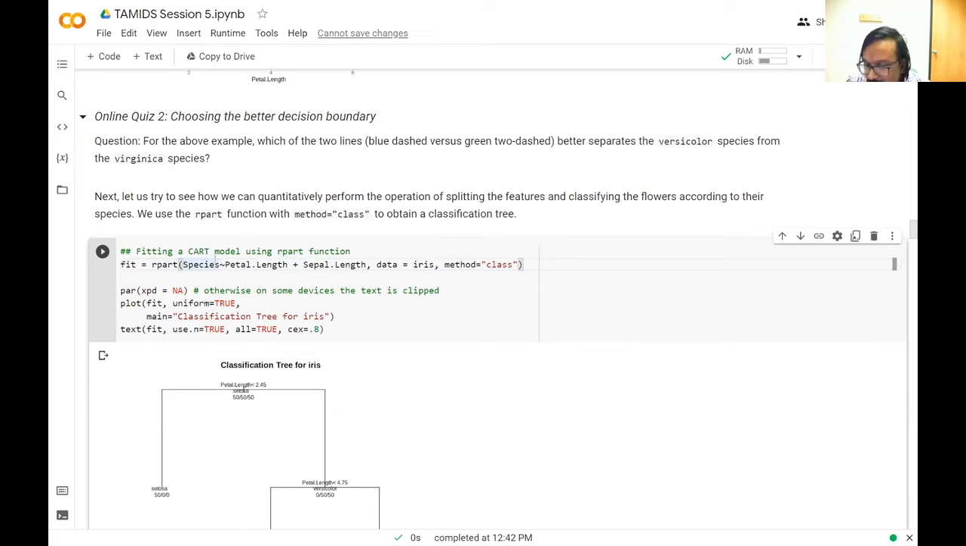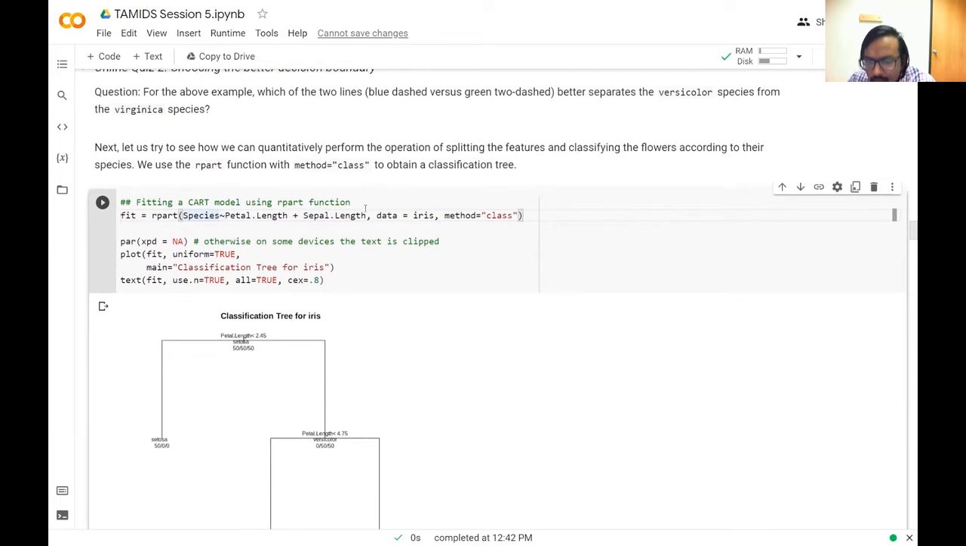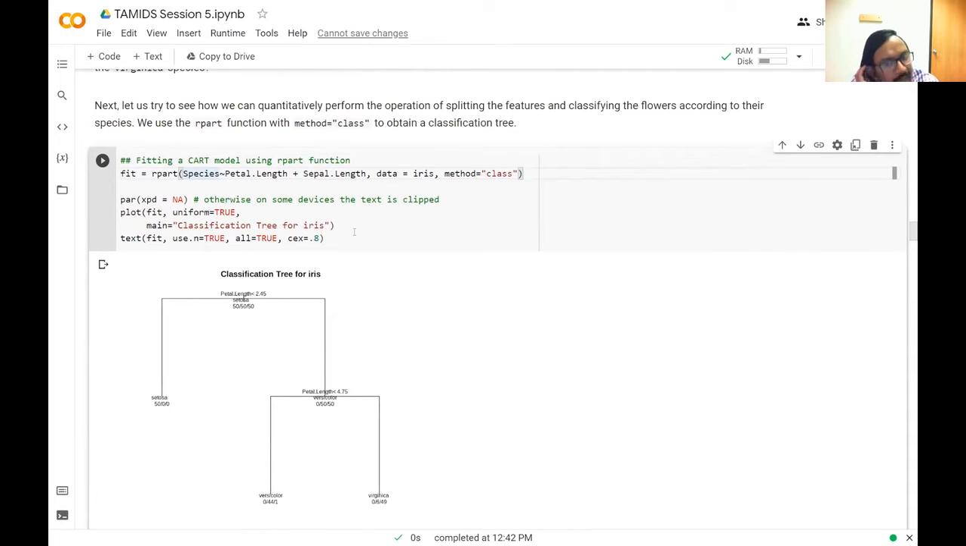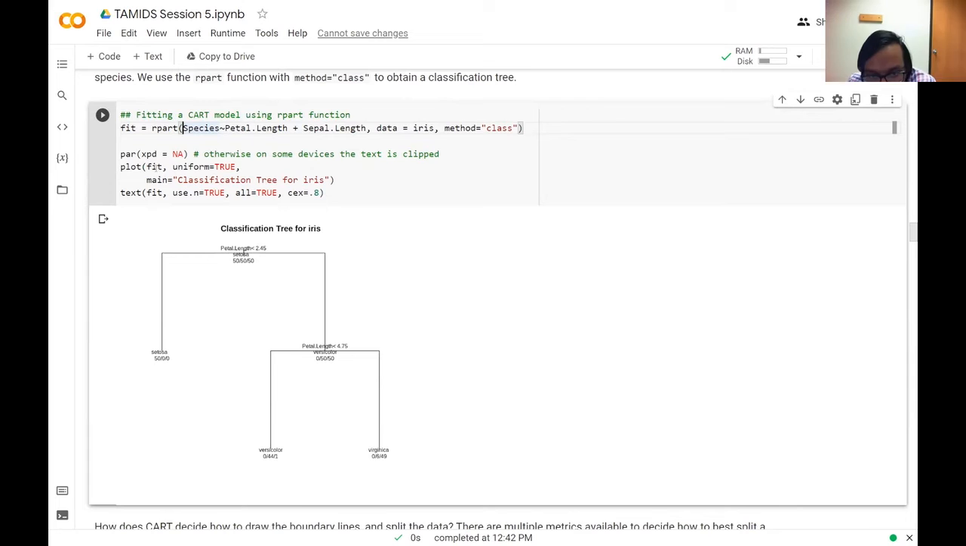The response here is, of course, the species, which is the class. And the two predictors that we use are petal length and sepal length. And it is stored in a variable fit. Next, we are going to try to plot the decision tree. Now, in order to plot it in R, we are going to use the par(xpd = NA) function. This is just to make sure that the text is clearly visible. Sometimes otherwise the text is clipped and is not very clearly visible. Next, we use the plot function with fit to plot the decision tree.